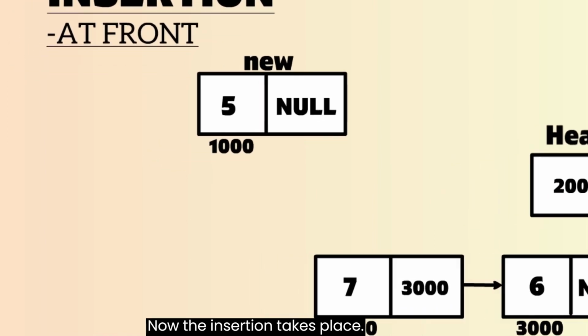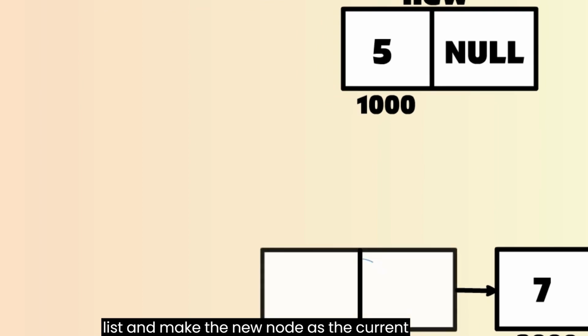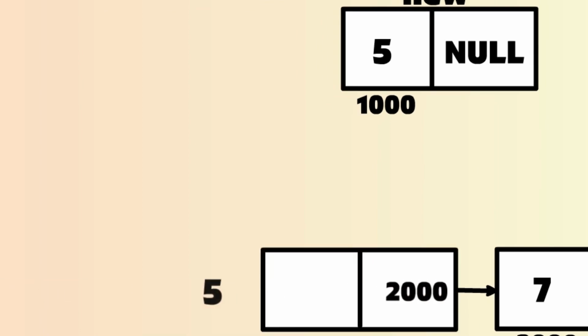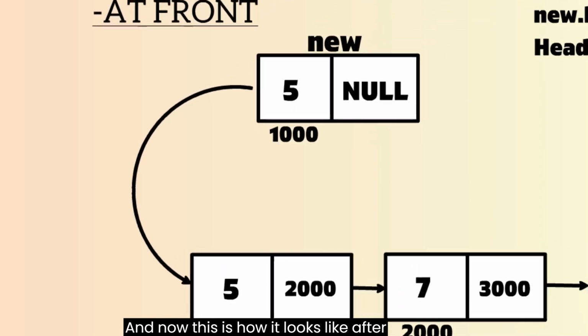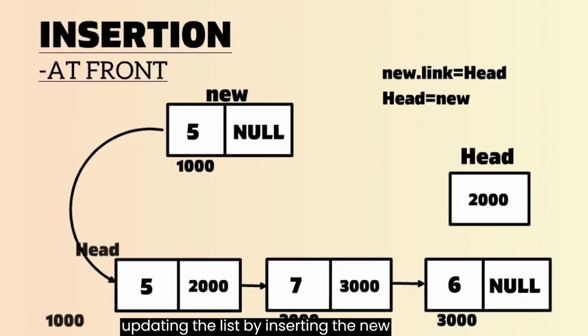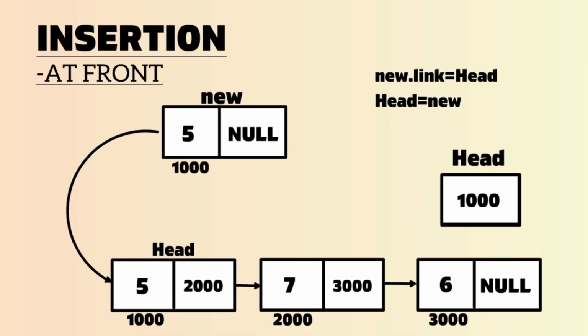Now, the insertion takes place. Insert the new node to the front of the list and make the new node as the current head. And now this is how it looks like after updating the list by inserting the new node to the front of the list. And we update the value of head as 1000 since it is the address of the new node. The algorithm for this operation is mentioned above.